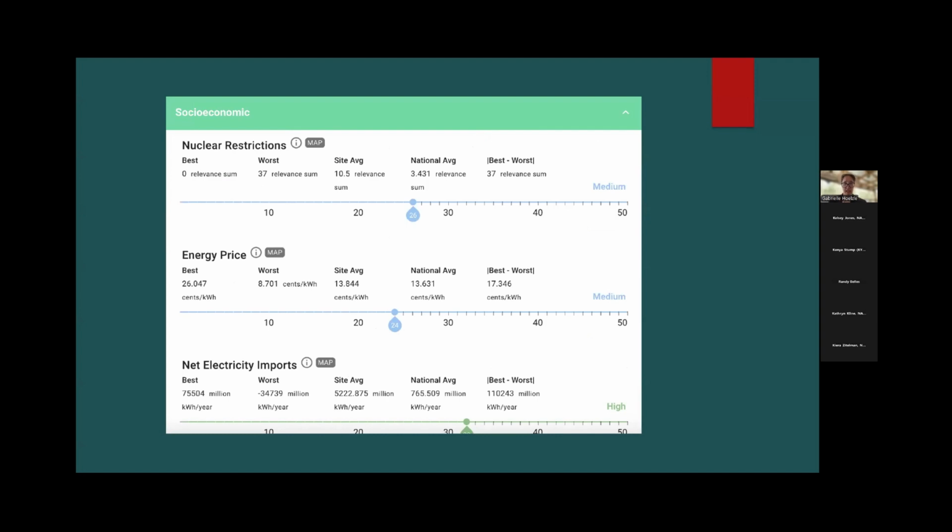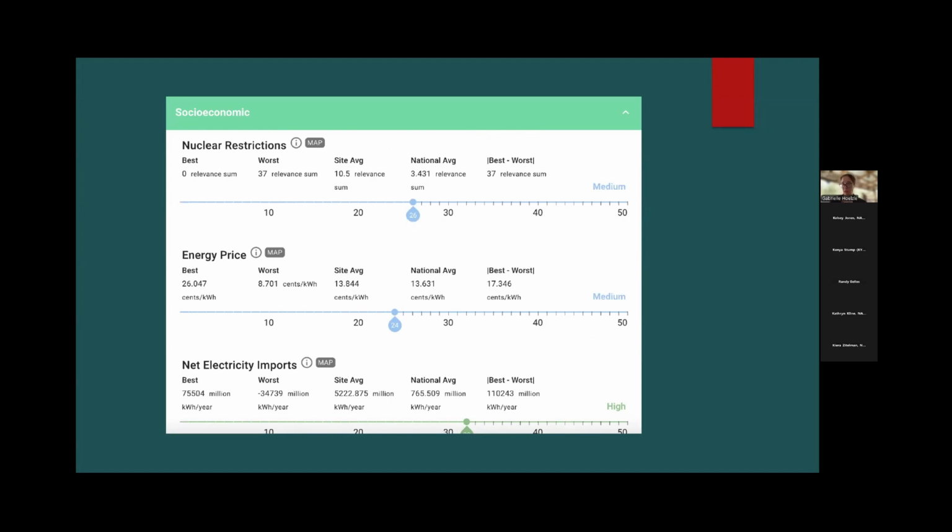Here's an example. After you've submitted that, you'll then go on to the significance setting. Here we're looking at some of the socioeconomic significance setting. You can see it provides across your sites. This data is pulled in real time based on the sites you select: your best, worst, site average, national average, and the absolute value between best minus worst. So this will help guide how significant this factor is.